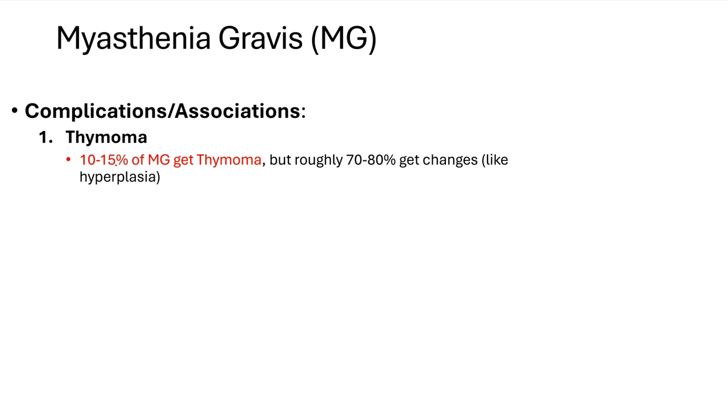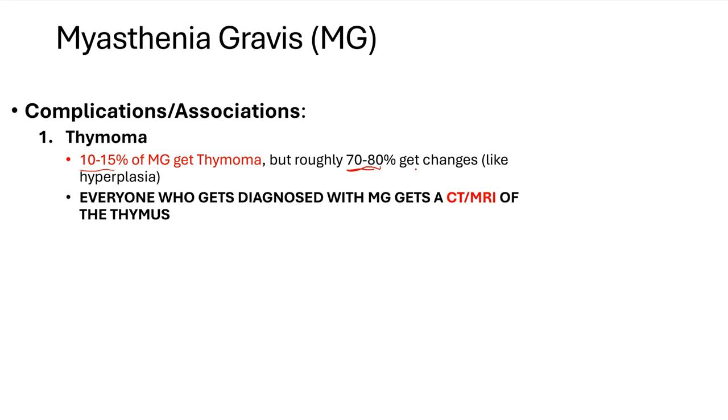This is actually only seen in 10 to 15% of people with MG, but there is some sort of thymic issue or thymic change in roughly 70 to 80% of people. Thus, everyone who gets diagnosed with MG, regardless of whether they have symptoms or not, gets a CT or MRI of the thymus. Why do we do this?